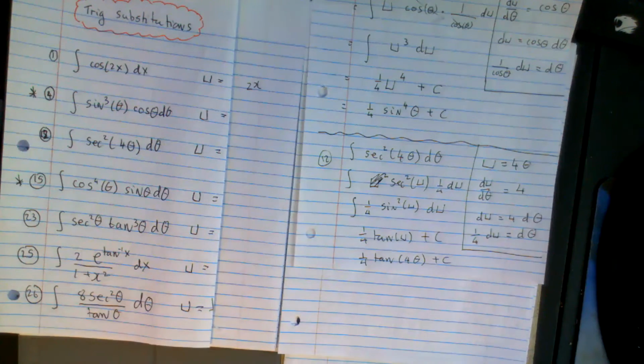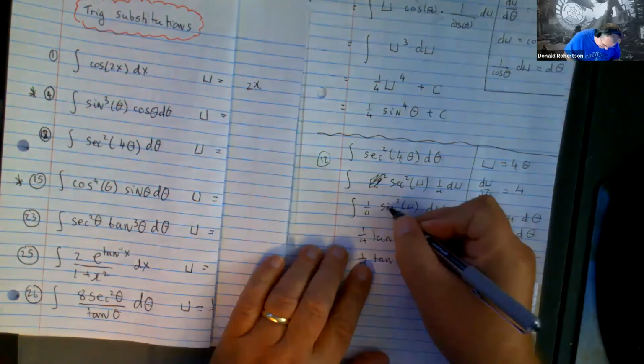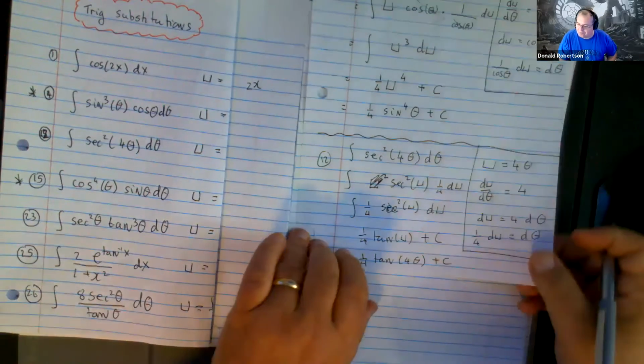Right. What you got, third line, is it supposed to be sine or secant? No, it's supposed to be secant. Thank you. Okay, good.